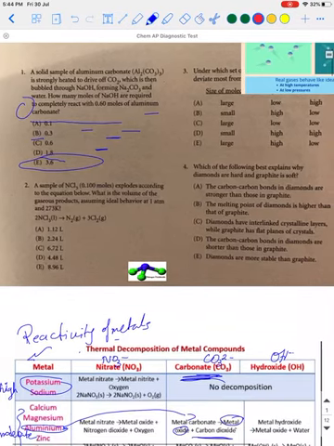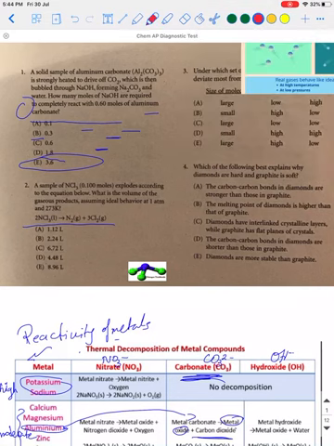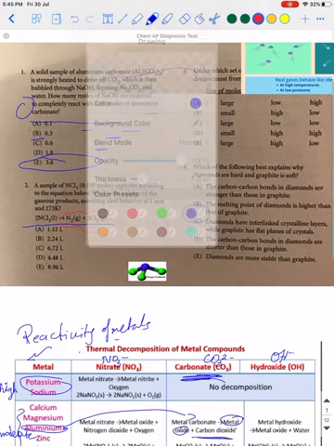Now moving to number 2: a sample of nitrogen trichloride, 0.1 moles, explodes according to the following equation. He gave me the equation. What is the volume of the gaseous products, assuming ideal behavior at 1 atmosphere and 273 Kelvin? As you see, when nitrogen trichloride explodes, it gives me a mixture of nitrogen and chlorine gas. So I need to find each volume alone and then add them to find the total volume.